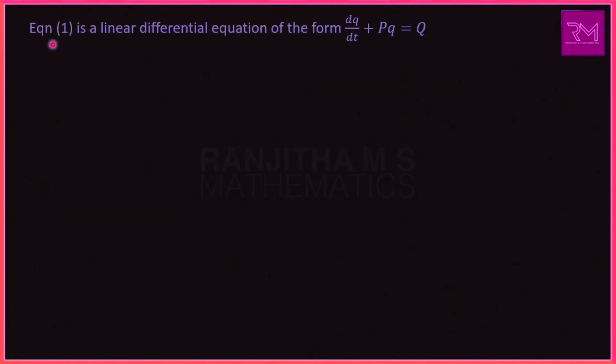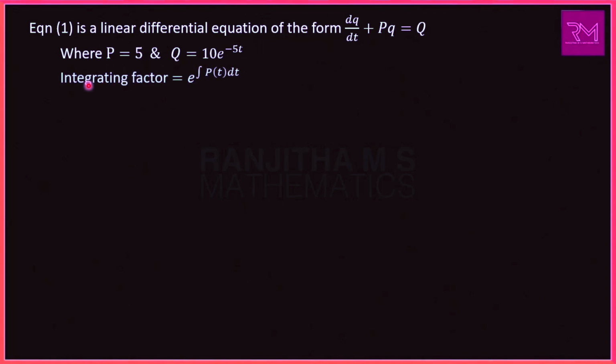Therefore we conclude that equation 1 is a linear differential equation of the form dQ by dt plus P into Q equal to capital Q, where comparing with equation 1, the P value becomes 5 and the Q value is 10e^(-5t). Once you obtain the P and Q values, next you have to find the integrating factor, that is e to the power integral of P dt. Substituting P is 5, we get e to the power integral of 5 dt. Here 5 is a constant, take it outside the integration, and the integral of 1 dt is t. Therefore we get the integrating factor as e^(5t).